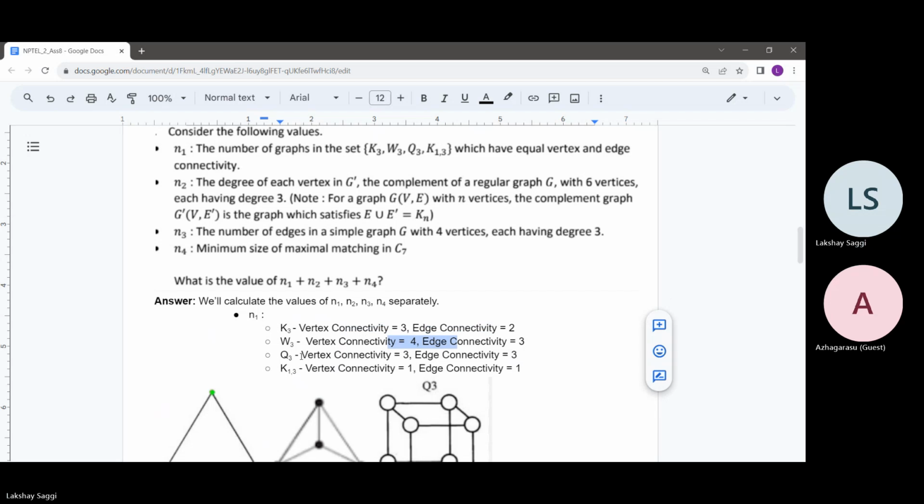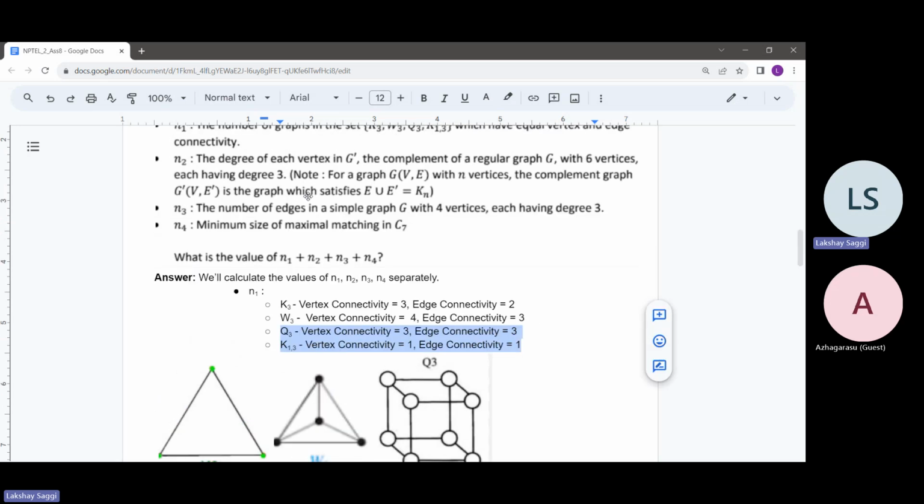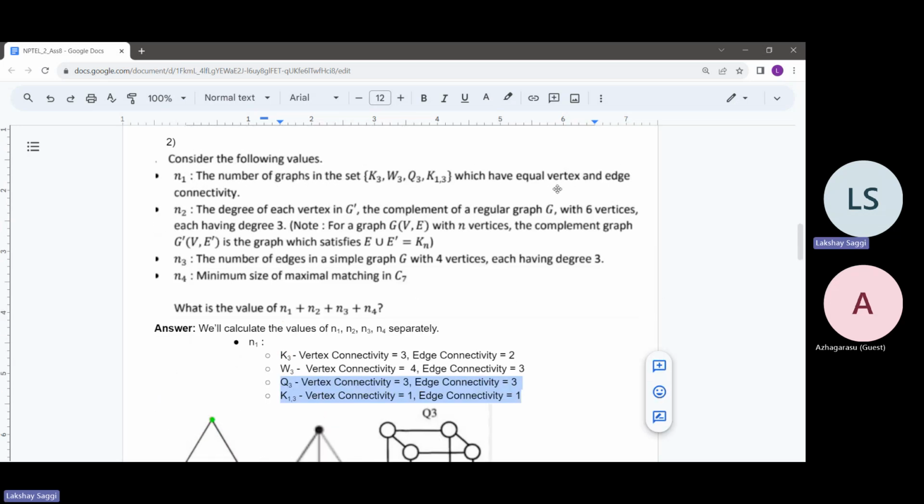Similarly, the third graph has both vertex connectivity of 3 and edge connectivity of 3, so it contributes. The fourth graph has vertex connectivity of 1 and edge connectivity of 1, so this also contributes. So there are these two graphs, Q3 and K13, which satisfy this property of having equal vertex and edge connectivity.